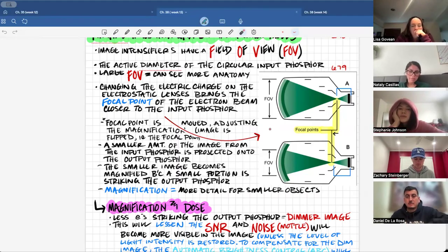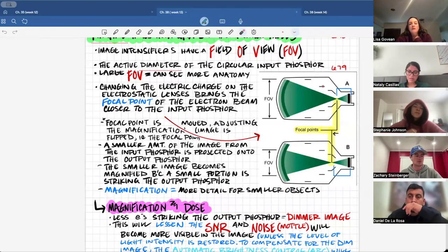Also, it says right here, changing the electric charge on the electrostatic lenses brings the focal point of the electron beam closer to the input phosphor. So the electrostatic lenses are already positively charged. Is that just adding more charge to them? I would think so. Or wait, yeah, or would it be less? Because positives attract, right? Or opposites attract.